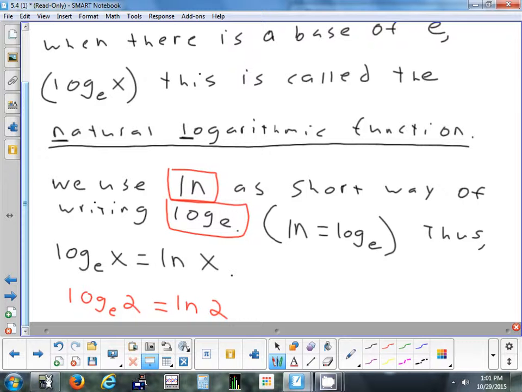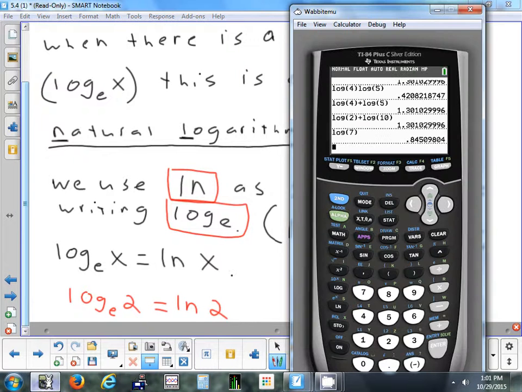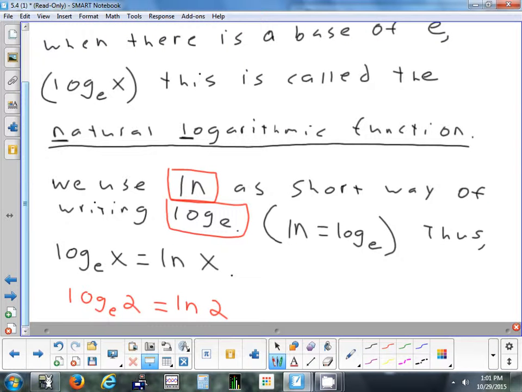Okay, and your calculator has a button for this one as well. This one is right below log. ln, lowercase l, lowercase n, 2. So your two log buttons that we're going to use, they're right by the 7 and the 4. Log and ln. Okay, any questions on that?